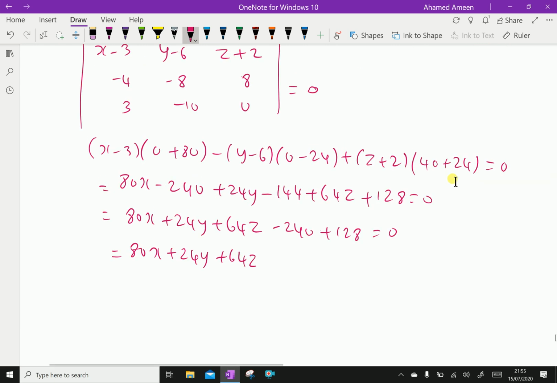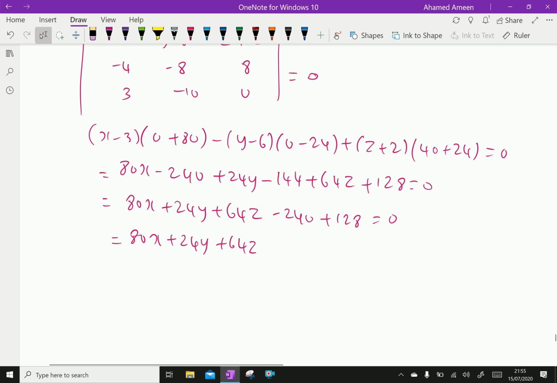Here 64z, and the constants minus 240 minus 144 plus 128 total comes to minus 256.